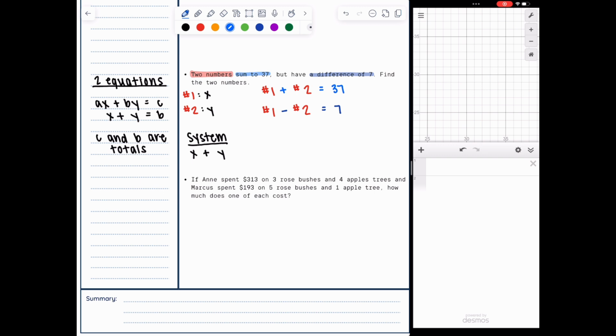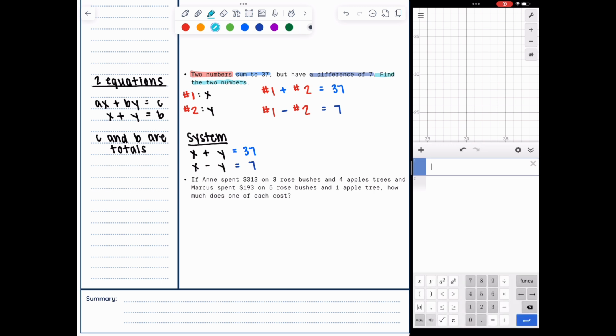Instead of 1 and 2, I'm going to write x and y. When they sum, they add to 37. And then when it's subtracted, or when there's a difference, we end up with a positive 7. So I have x plus y is equal to 37 and x minus y is equal to positive 7. This is ready to go into Desmos because you've already written everything that you can. The whole goal is to find two numbers, so my answer should be an ordered pair where I have an x and a y. Let's just hope we can make that happen after we type in our second equation.